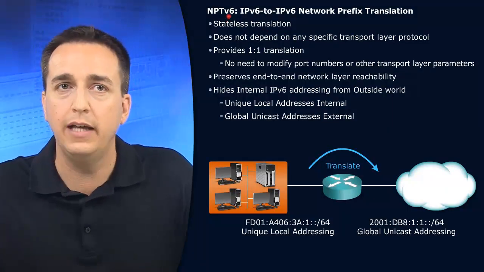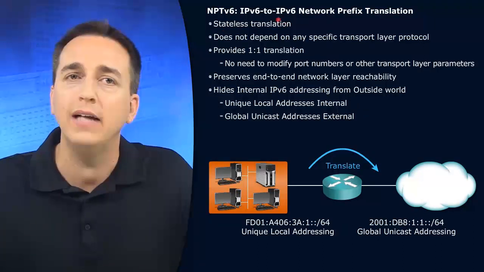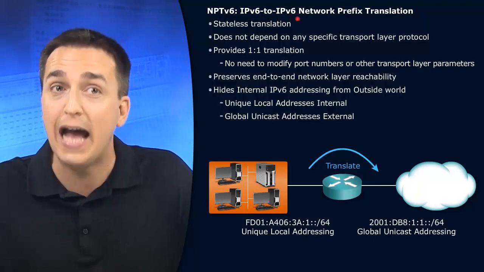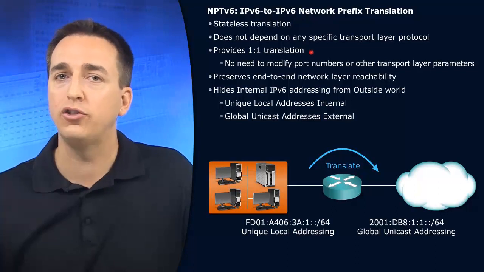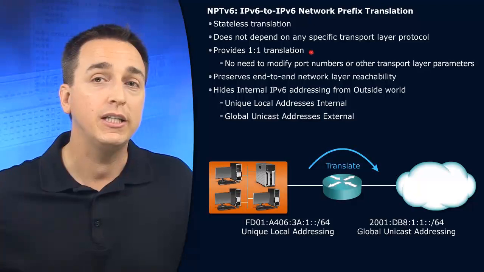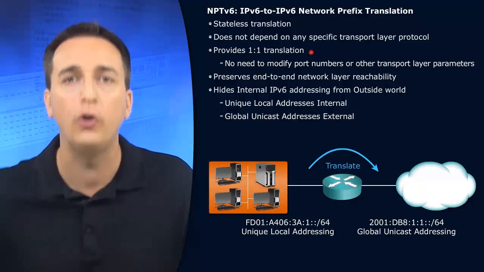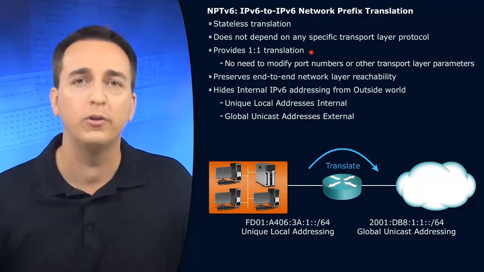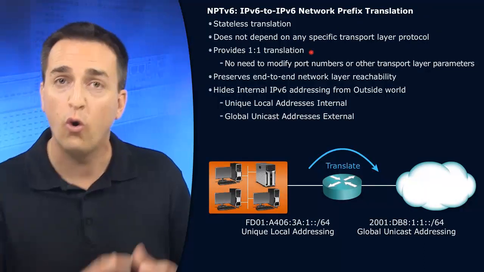NPTv6. What is it? It's a stateless translation. And we're translating IPv6 addresses to IPv6 addresses. It's providing a one-to-one translation, and that's fine with IPv6. Why? Because everybody's supposed to get a public IPv6 address anyways, a global unicast address. So there's no need to modify any port numbers or other transport layer parameters because there is that specific global unicast address for that client.